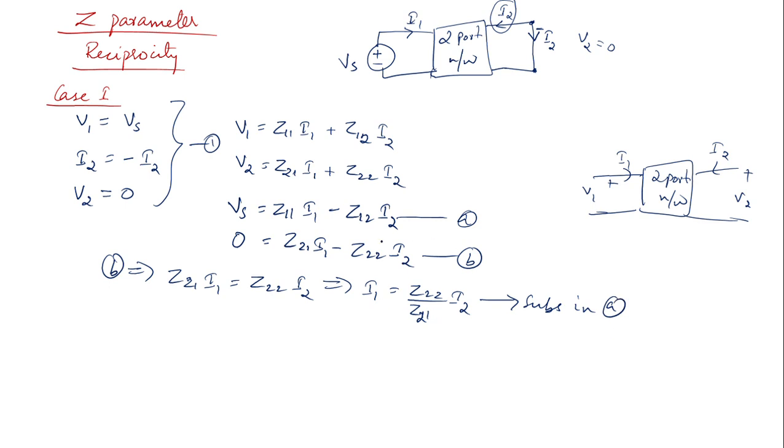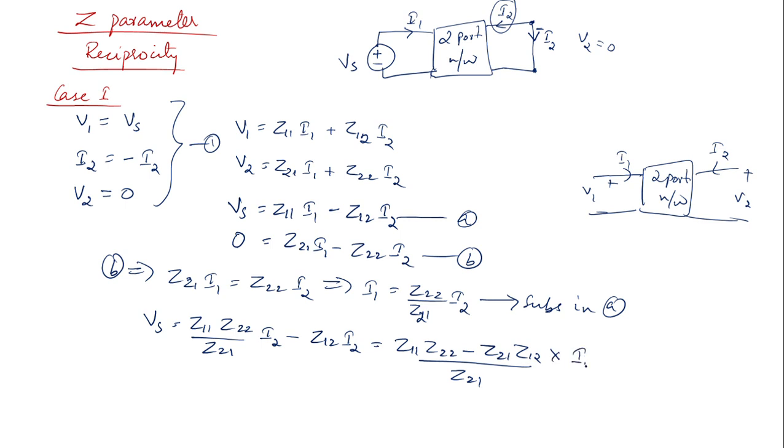Okay, you have substituted instead of I1. So you will get Vs is equal to Z11 Z22 by Z21 I2 minus Z12 I2. That is equal to Z11 Z22 minus Z21 Z12 divided by Z21 into I2. I have taken I2 outside, and I will find the ratio of Vs by I2. What is Vs by I2? Vs divided by I2 will be Z11 Z22 minus Z21 Z12 divided by Z21.